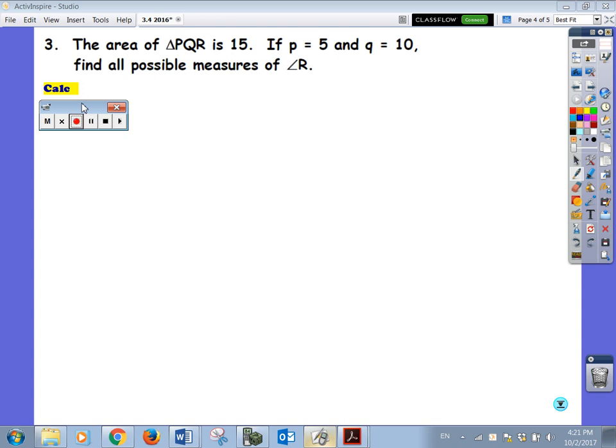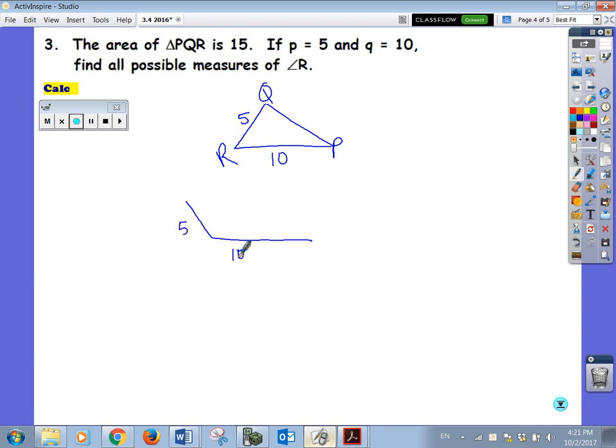All right, so first, if we want to draw a triangle, I could draw a triangle like this. Here's 5, here's 10. So 5 is going to be across from P, 10 is going to be across from Q, R is what's missing. But I could have drawn the triangle like this: 5, 10, where this is Q, this is P, and this is R. So notice right there, see the two different possible angles I could have.